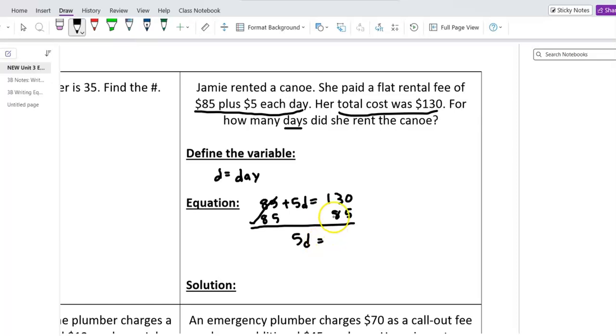And 130 minus 85 is going to be 45. And then dividing by 5 on both sides will net us D equals 9 days. So that's how many days Jamie is renting her canoe. It's going to be 9 days.